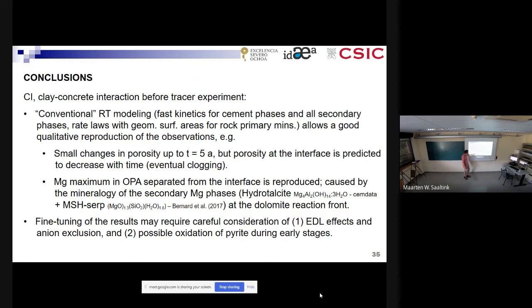Another possible effect is early oxidation of small amounts of pyrite in the Opalinus Clay. At the early stages, when you drill a hole, you put air, you put oxygen into the rock, so that may have caused oxidation of pyrite and the production of sulfate, which will contribute to the observation of the sulfate-rich zone at the interface that the model can capture very well. So those effects can be very important.